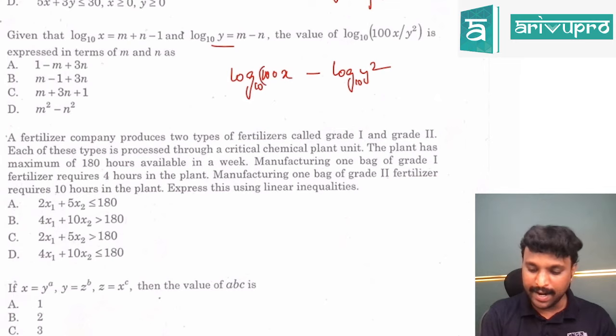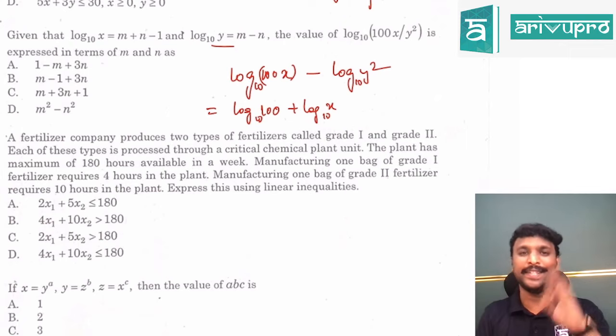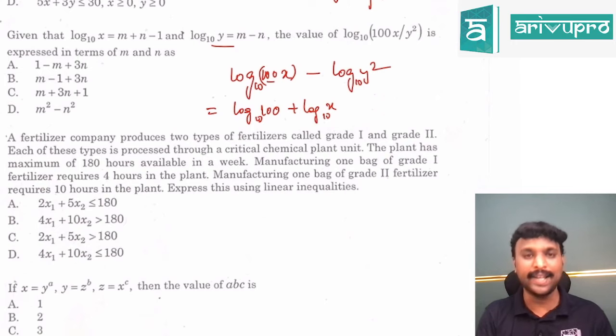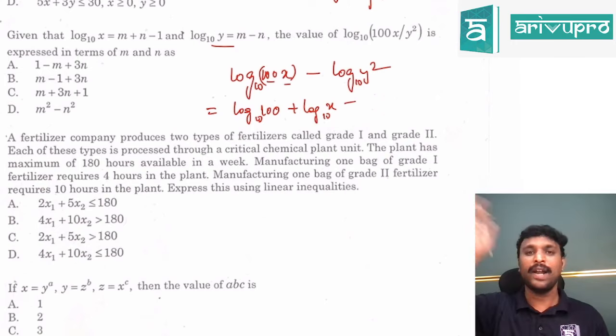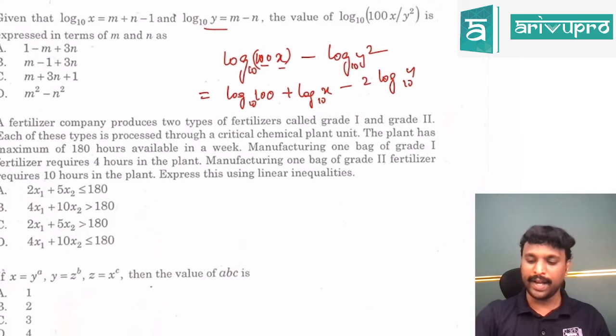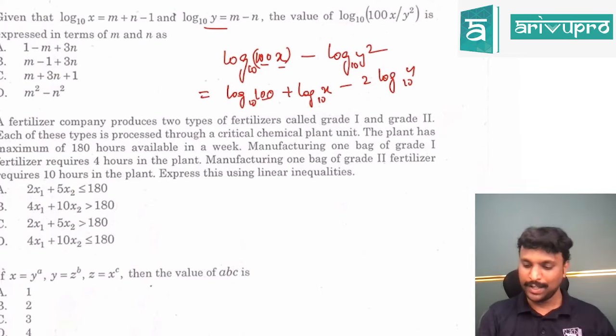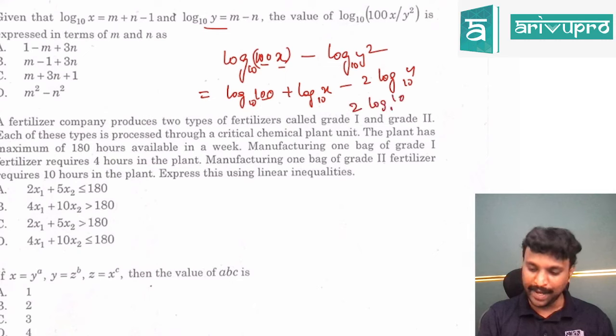Now log 100x can be further split as log 100 plus log x. Both have the base 10. How come it is? You know log a into b is log a plus log b. I took 100 as a and x is b, minus, guys, the power associated with the log term is taken as a multiplier. So log y square can be written as 2 log y to the base 10. Now guys, log 100 can be written as log 10 square. 2 comes out, so it is nothing but 2 log 10 to base 10.